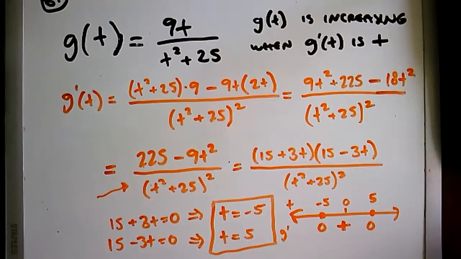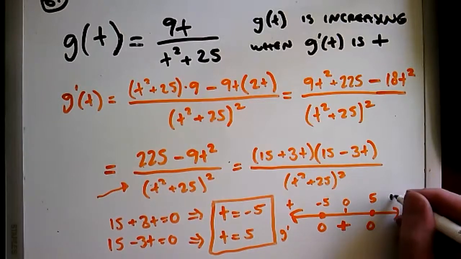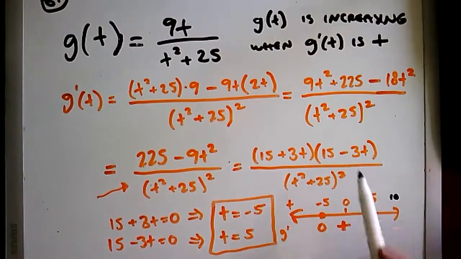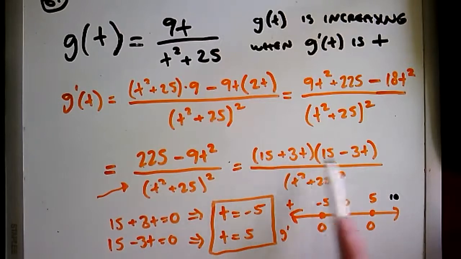And again, we have some options. We can use any one of the different versions of our derivative that we have written here. So let's say t is greater than 5. Let's say t is 10, for example. What I'm going to do now is look through this factored form of my derivative and ask myself, are the different parts positive or negative?